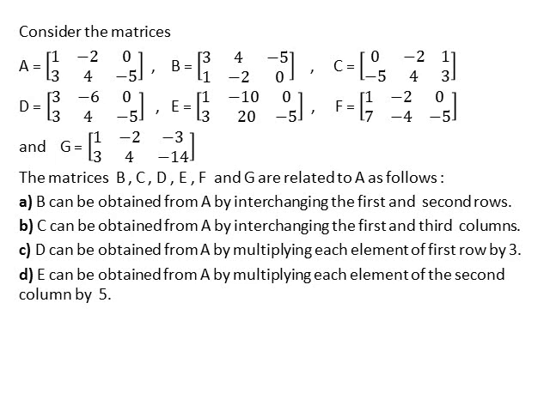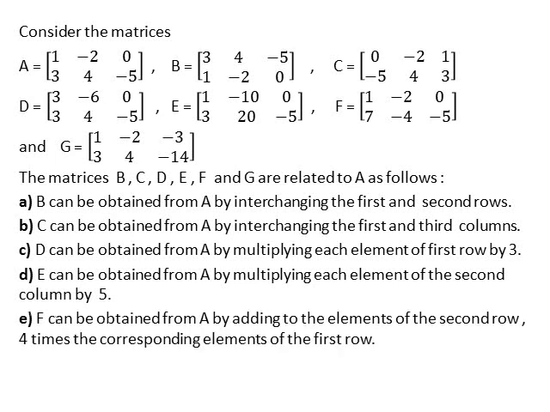Observe the matrix E. If we multiply each element of second column of matrix A by 5, we get matrix E. F can be obtained from A by adding to the elements of second row 4 times the corresponding elements of the first row. It means multiply each element of first row of matrix A by 4, then add these elements to the corresponding elements of second row, we get matrix F.